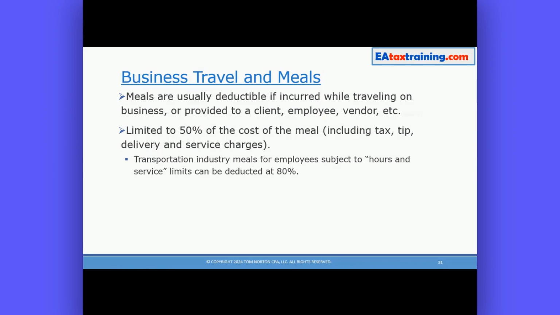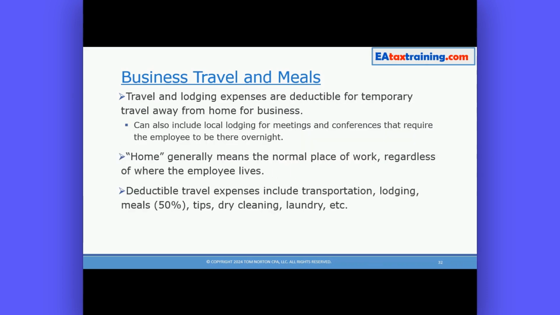Now, there are some special employees like truck drivers, bus drivers, these drivers who are subject to hours and service limits where the government says you can only work so many hours in a day, so many hours in a week. If you have drivers that are subject to those limits, or other employees could be pilots that are subject to those limits, then you can deduct 80% of their meals, but it's 50% for everyone else.